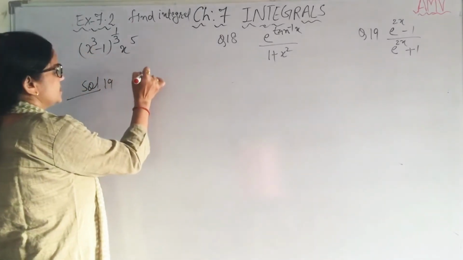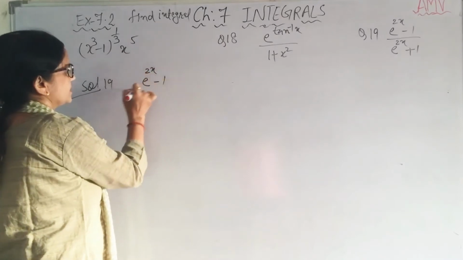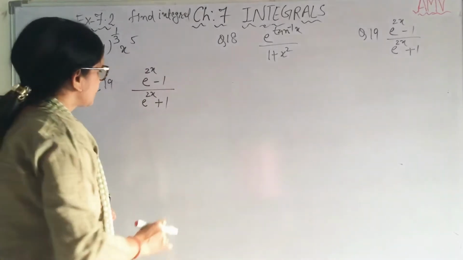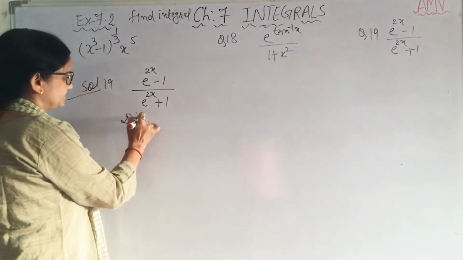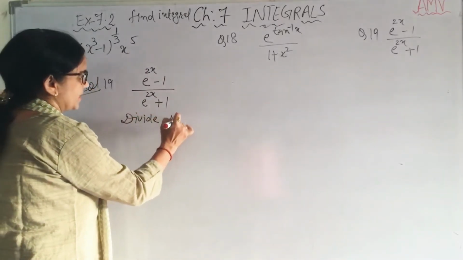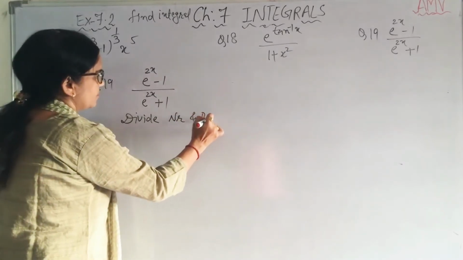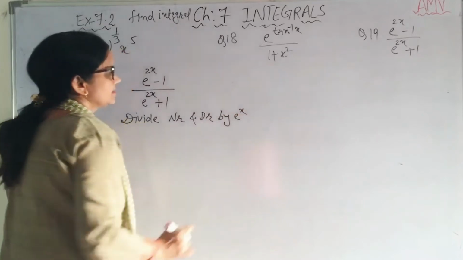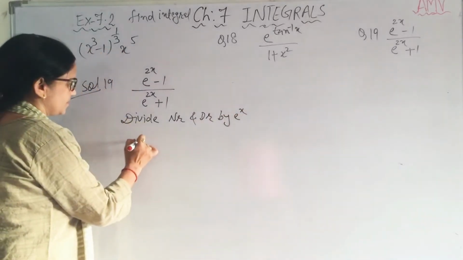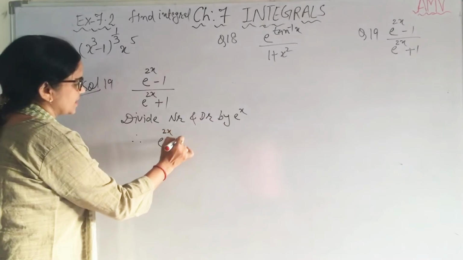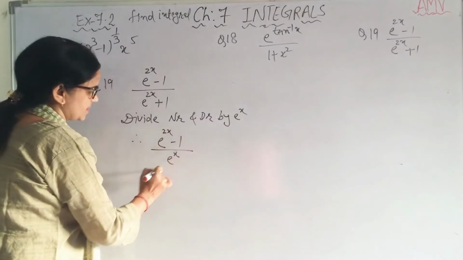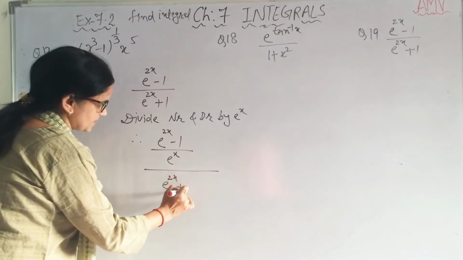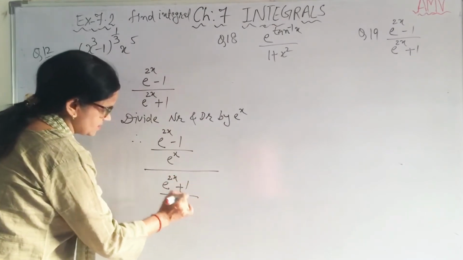Student, the question is e raised to 2x minus 1 over e raised to 2x plus 1. So first divide the numerator and denominator by e raised to x. So it is e raised to 2x minus 1 divided by e raised to x, same in the denominator, e raised to 2x plus 1 divided by e raised to x.